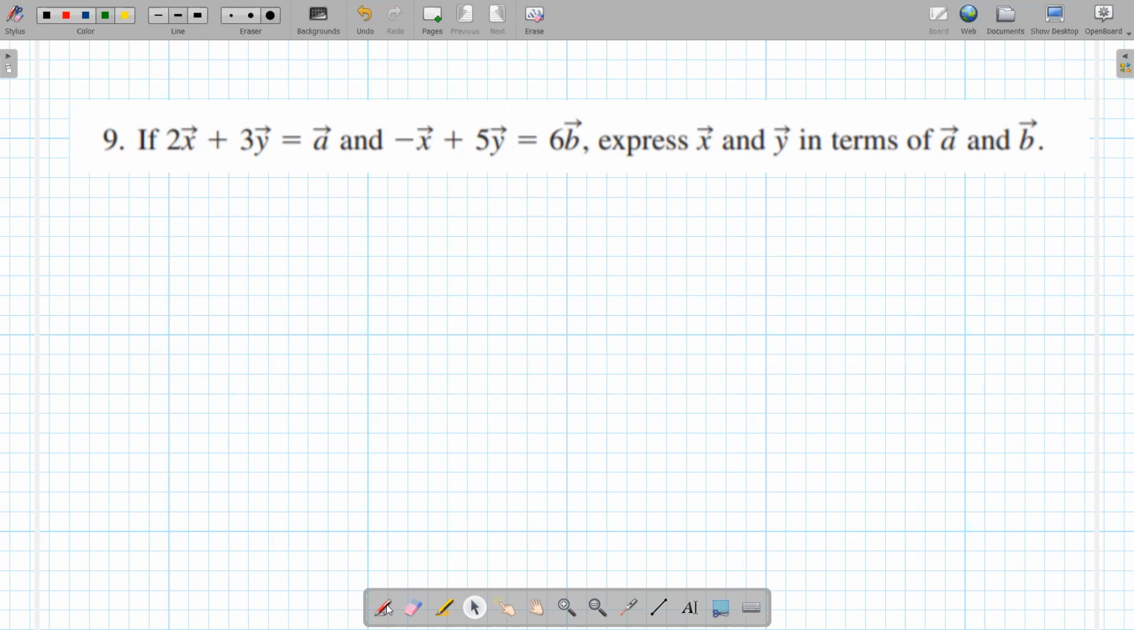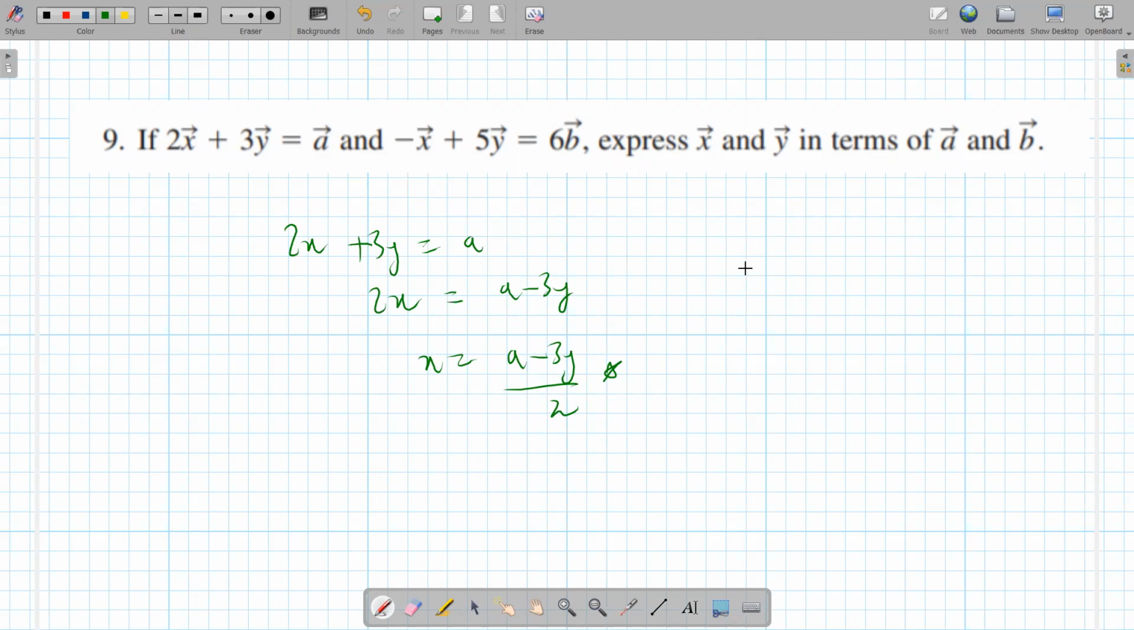Alrighty, so this is just an elimination question. Let's isolate for either x or y from this vector, okay? So we have 2x, and I don't really care about the arrows, so 2x plus 3y equals a. Let's solve for x. So what do we do? We subtract 3y, and then divide by 2. Yeah, exactly. So this is x. Now we're going to plug this in as x in the other equation.